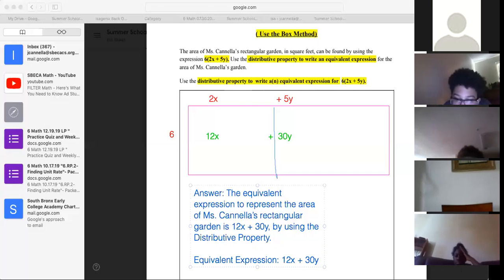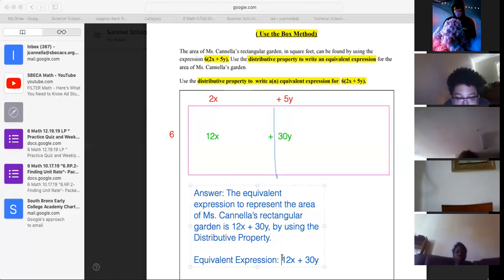Again, at the bottom of page 7, there's a line that says equivalent expression. You're going to write 12x plus 30y at the bottom of that page. Turn those noises off.